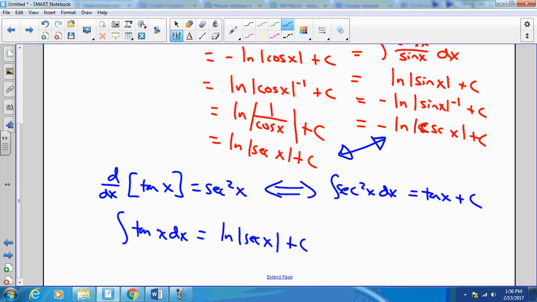And you can see this if you take the derivative here. Then you get 1 over secant times the derivative of secant, secant tangent, which gives us tangent. And life is good.